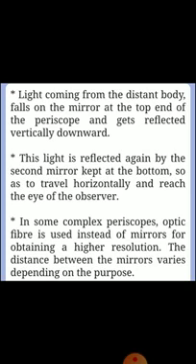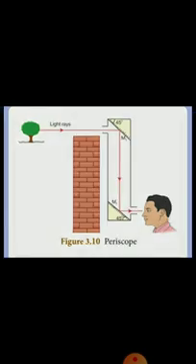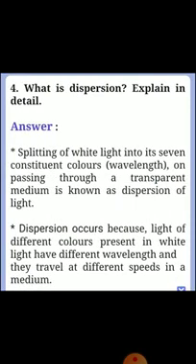In some complex periscopes, optic fiber is used instead of mirrors for obtaining a higher resolution. The distance between the mirrors varies depending on the purpose. இதாம்மா பெரிஸ்கோப்போட இமேஜ். லைட் ரேஸ் வரும், இந்த மாதிரி இமேஜ் ட்ரா பண்ணணும். ஓகே, இங்கே கண் மட்டும் அந்த இடத்துல ட்ரா பண்ணிக்கலாம். ஓகேவா? நெக்ஸ்ட் ஃபோர்த் ஒன், what is dispersion?